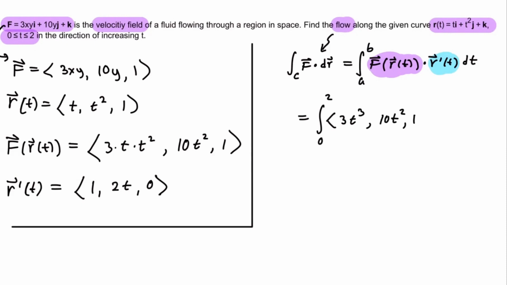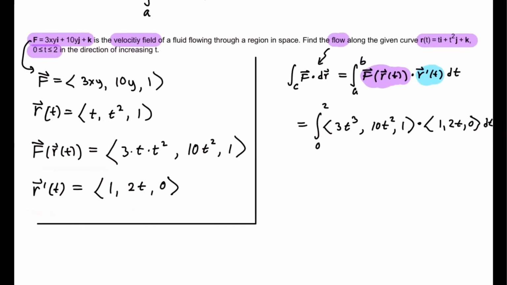And we're going to dot this with R prime of t, which we have right here. So this is going to be 1, 2t, 0 dt. So we're integrating with respect to t. Okay, so now let's go ahead and do the dot product. So we have the integral from 0 to 2.